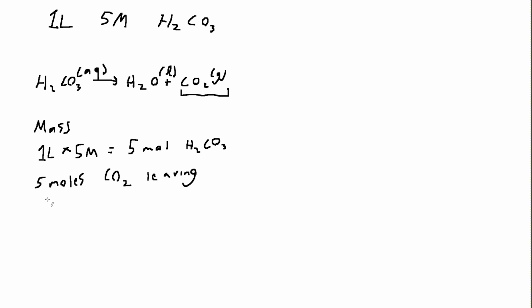And therefore, we just need to calculate the molar mass of carbon dioxide. You can do this yourself. It's fairly simple. The molar mass is 44.01 grams per mole. And so we multiply this by 5 moles, and we get a total of 220.05 grams of CO2 leaving. Okay, so that's the first step that we've already solved for mass. So that's part 1. What about volume?